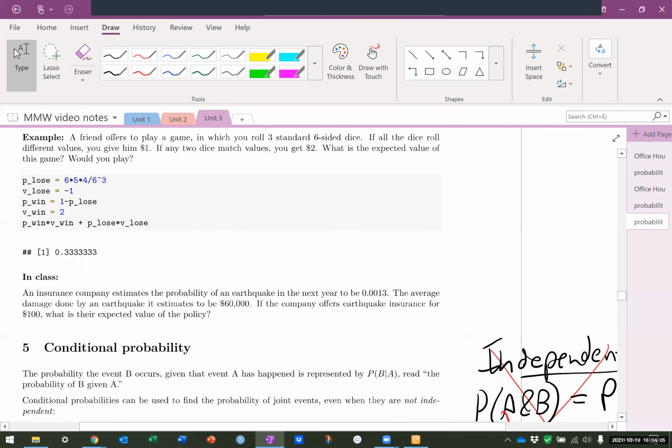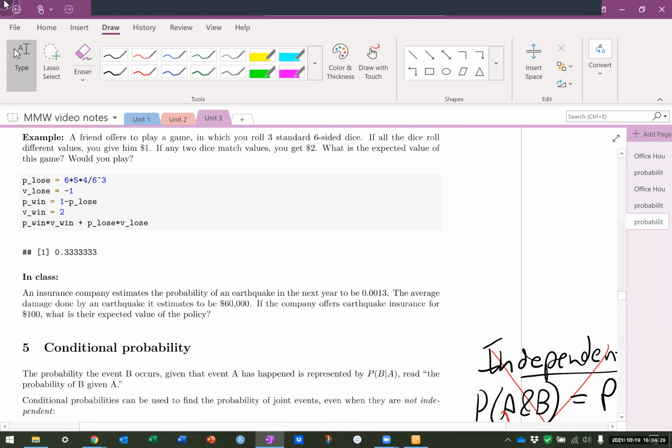I'm going to offer you a game. I'm going to give you 3 six-sided dice, and you roll them. If all of them are different values, you lose. You have to give me $1. But if any 2 dice match, like if there are 2 1s or 2 2s, or even more than 2, if there's three of a kind, you get $2. So what's the expected value of playing this game?